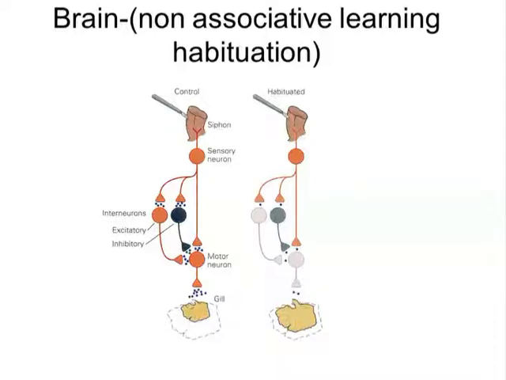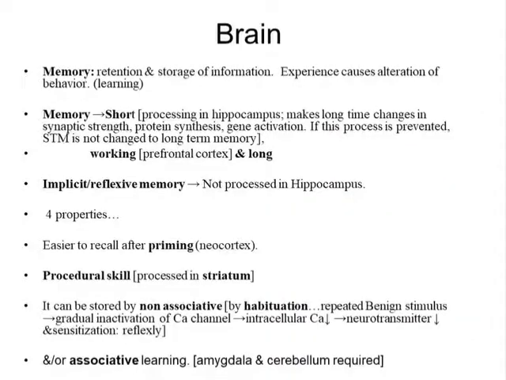So we learnt about the implicit or reflexive memory. One property is priming, easier to recall after priming. Another is that procedural skill is achieved by the implicit memory. Number 3 is that non-associative learning can be done through implicit memory, and associative learning can be done by the implicit memory. Is it clear to you all? May I proceed? Yes, sir.